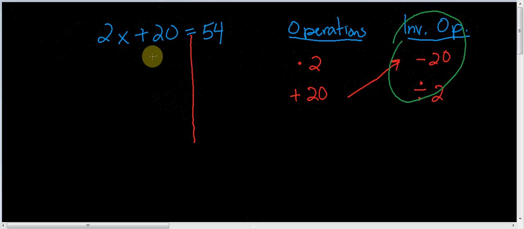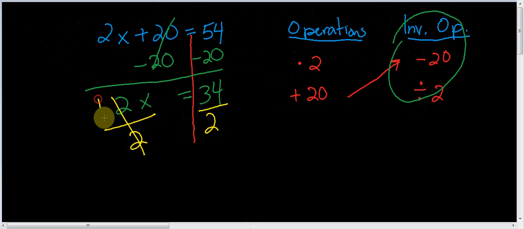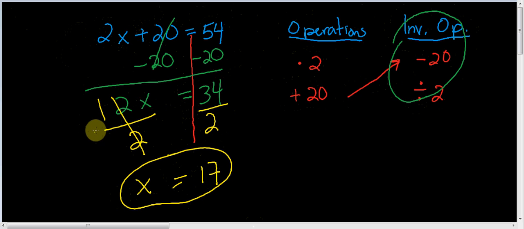So I am going to first subtract 20 from both sides, and 20 take away 20 is 0, that's gone. So I'm left with 2x equals 54 minus 20, which is 34. Now the next thing that I'm supposed to do, it says I'm supposed to divide by 2. So I'm going to take what I have and divide by 2. 2 divided by 2 is 1. So I have 1x equals 17. Just like that.